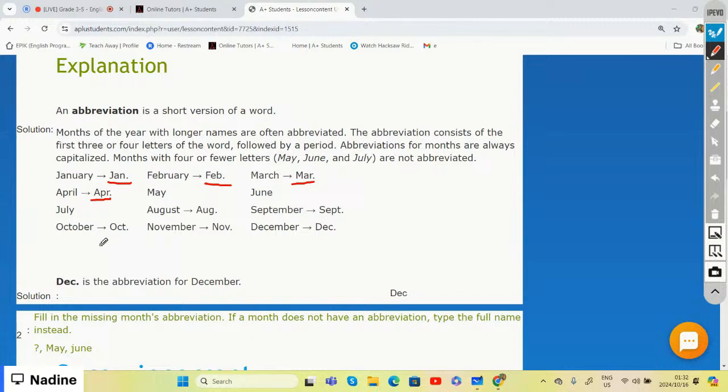Then we have August, September, October, November, and December. And do not forget the period after all of those words. That basically shows the abbreviation. It is a shorter version of that word.